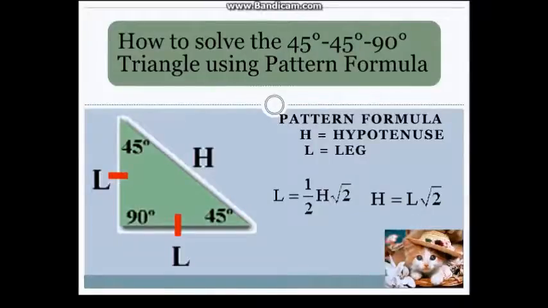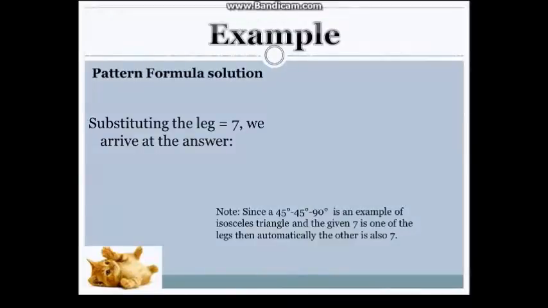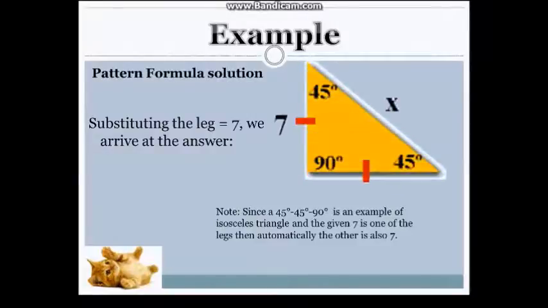Example: given a 45 degrees, 45 degrees, 90 degrees triangle with one of the legs measuring 7, we can solve for the hypotenuse. H is equal to L square root of 2. Substituting the leg with 7, we arrive at the answer x is equal to 7 square root of 2. Note that since a 45, 45, 90 triangle is an example of an isosceles triangle and the given 7 is one of the legs, then automatically the other is also 7.